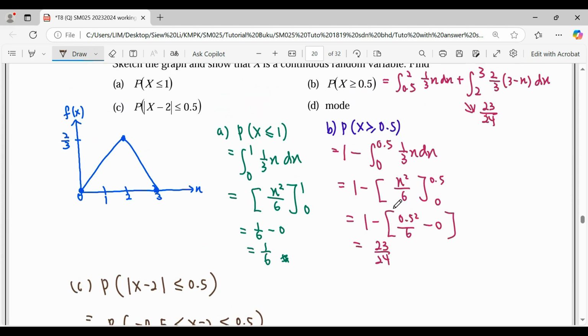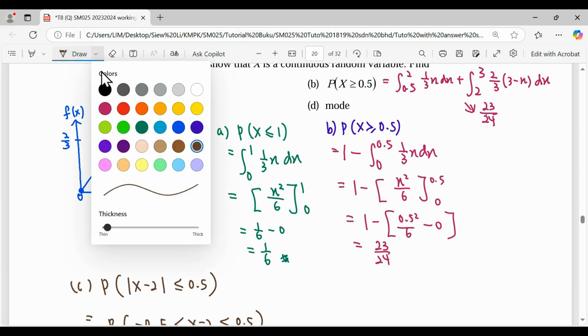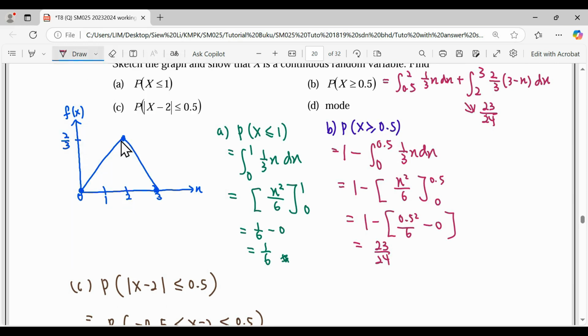The next part is finding the mode. As we can see from the graph here, the highest probability point is 2 over 3 at x equals 2. So therefore, for question D, the mode will be the random variable x equals 2. That is the highest point we can see. So that's all for this. Thank you for watching.